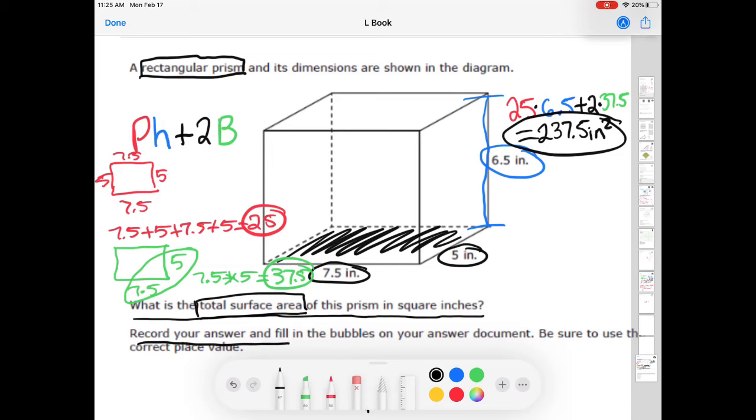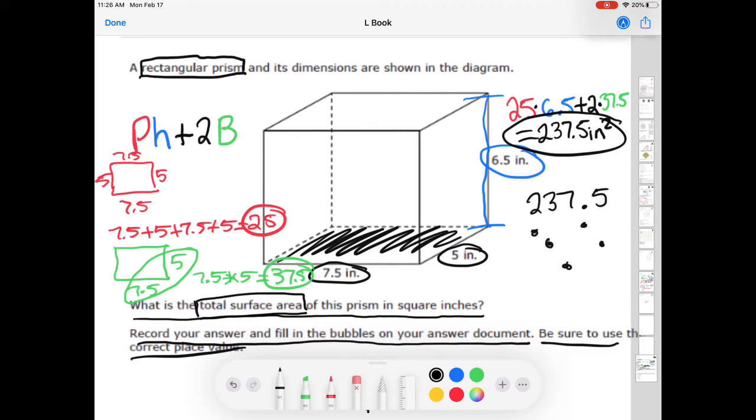Now it's going to ask you to record your answer and fill in the bubbles on your answer document. Be sure to use the correct place value. What that means is when you fill in your bubble sheet, you're going to of course put your 2, your 3, your 7, fill in the dot, and make sure and put the 5. Put that exactly how you would on your answer document. Find your 2, bubble in your 2, your 3, your 7, your dot, and then the 5. You won't have to worry about putting plus or minus because it's a positive number. Next question.